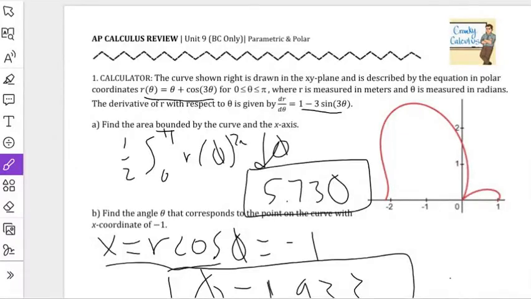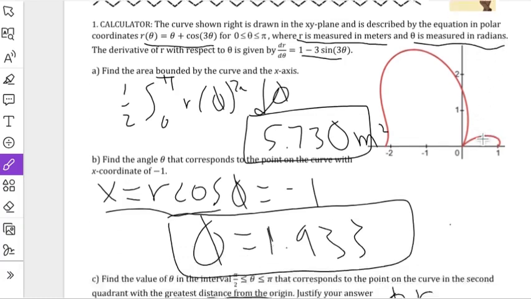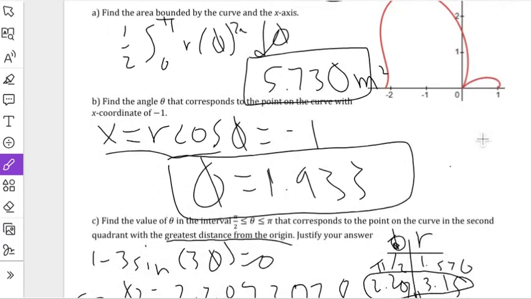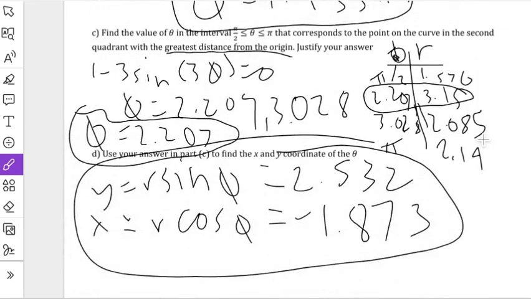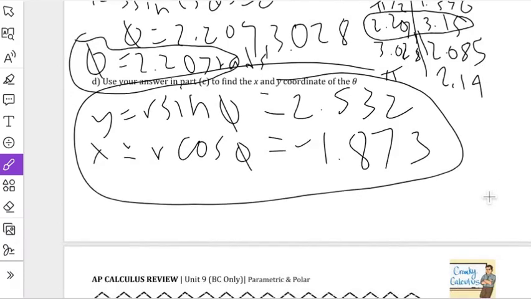Yep. By the way, I forgot to mention that R is measured in meters and theta is measured in radians. So we have to add some units here. 5.730, this was the area, so it would be 5.730 meters squared. This would be theta, so it's talking about the angle, so it would be 1.933 radians, so I'm just going to say rads. And here it would also be rads, because it's talking about theta. Sorry about the handwriting. And here it would be meters for both. Just a quick note.